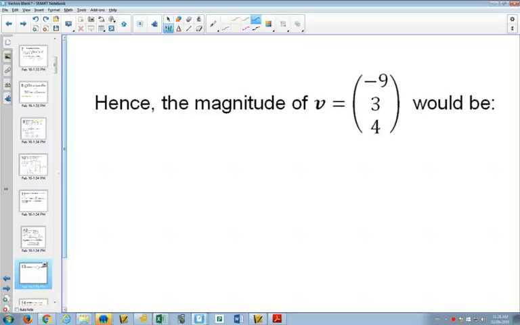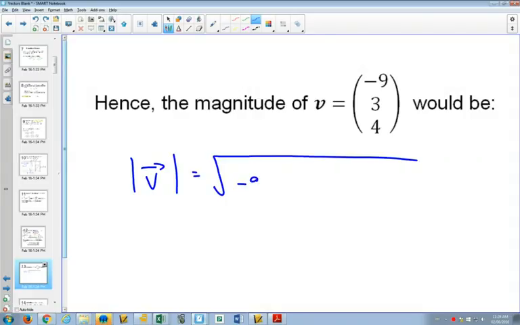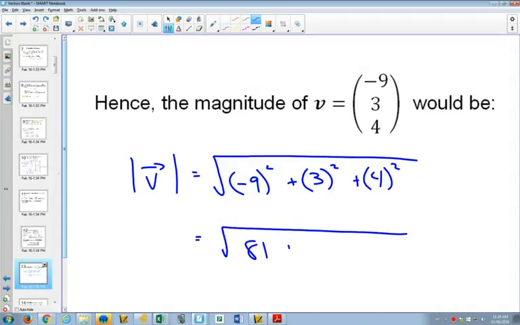So if we wanted to find, I think this is going to turn out really cool. If we wanted to find the length of vector v, so we can show that by using the magnitude of vector v is going to equal the square root of -9 squared plus 3 squared plus 4 squared. 81 plus 9 plus 16. Or the square root of 106.